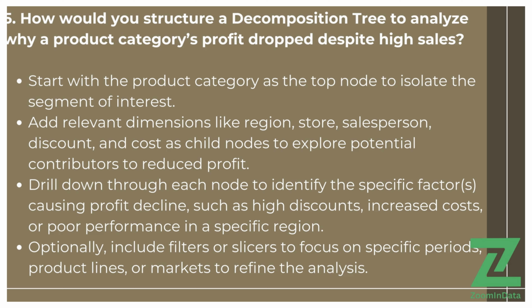Drill down through each node to identify the specific factors causing profit decline, such as high discounts, increased costs, or poor performance in a specific region. Optionally, include filters or slices to focus on specific periods, product lines, or markets to refine the analysis.